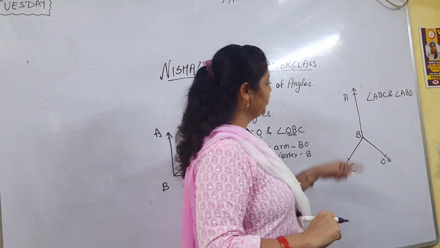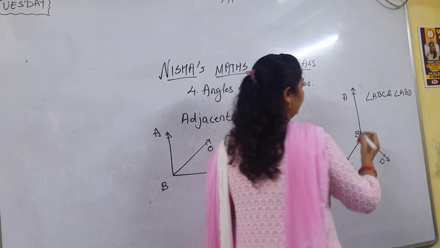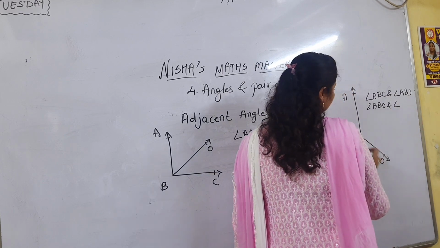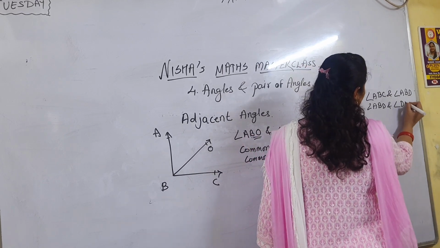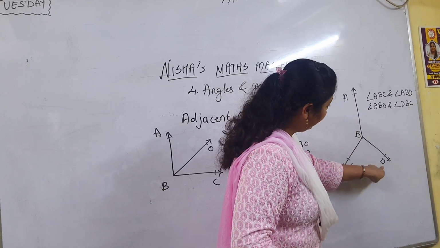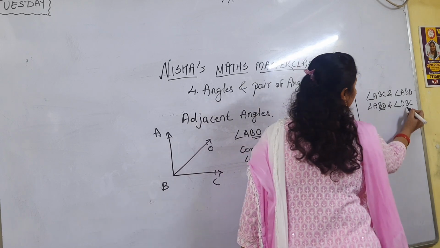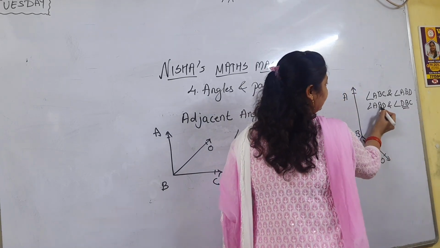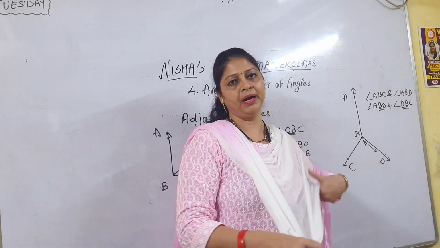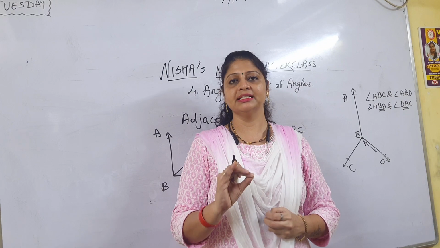Now the second pair: angle ABD and angle DBC. See children, this is ABD and this is DBC. BD is our common arm, B is our common vertex, and both have a different interior part. Understood children? Simple and easy to identify adjacent angles.